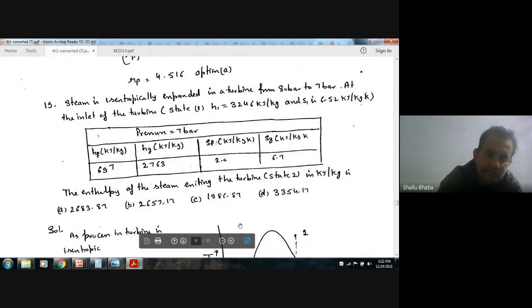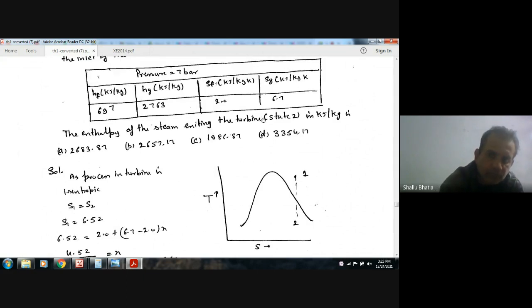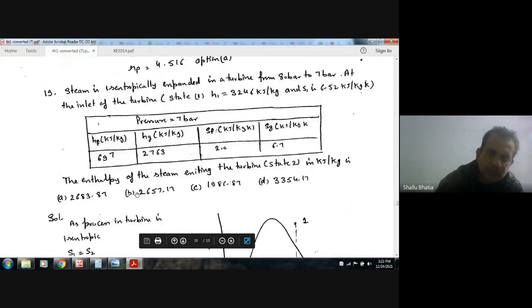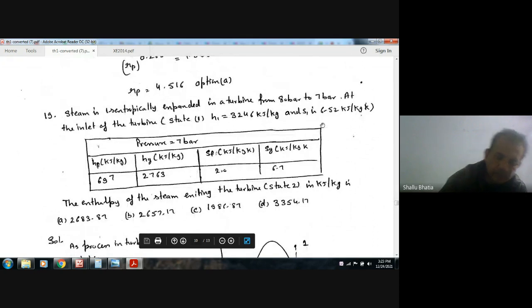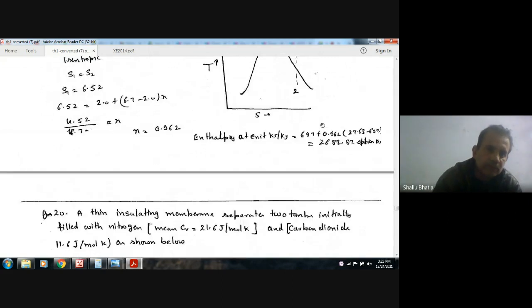So at the entry, this is the condition for entropy, and at exit, as the process in the turbine is isentropic, the entropy at 2 will be the same as that at 1. Let x be the dryness fraction at 2. Then the entropy at 2 will be SF plus (SG minus SF) into x. So that will be equal to 6.52. So x will be (6.52 minus SF) divided by 4.7.